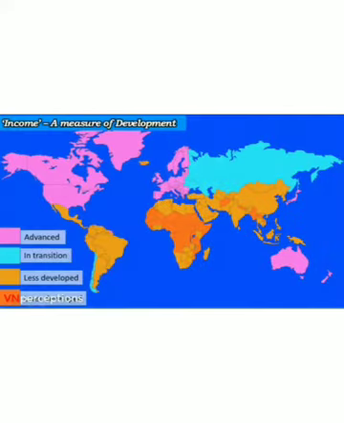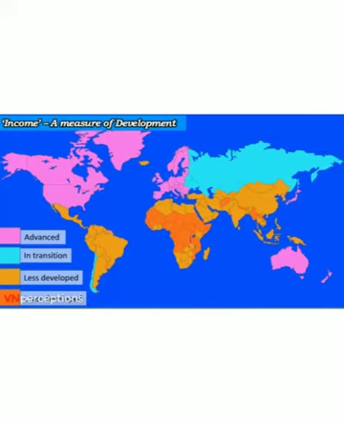Now, how do we measure development? When it comes to the world and different countries, they are divided into 4 groups. The pink color indicates countries that are advanced. The light blue color indicates countries in transition, that is, they are moving from less to advanced. The yellow ones are less developed, and even India comes in it. And the orange ones are least developed.